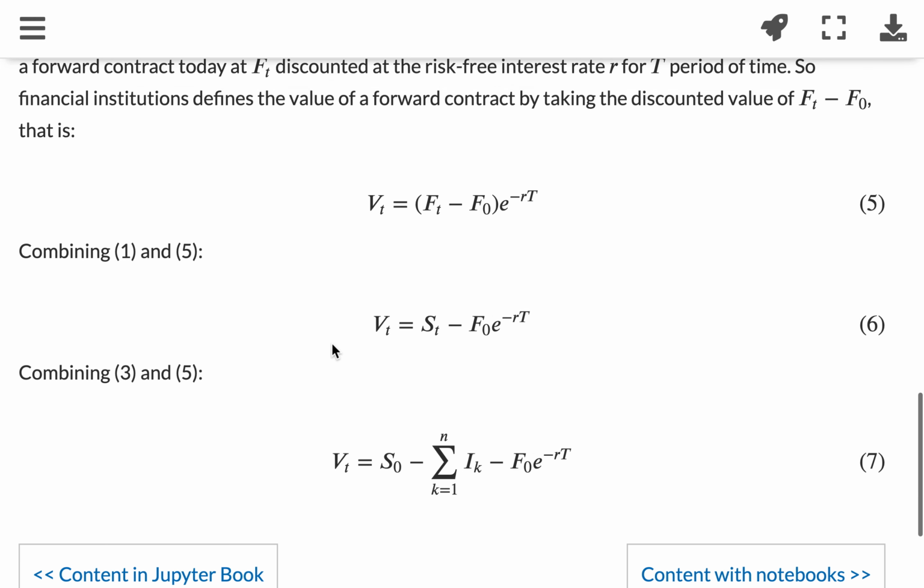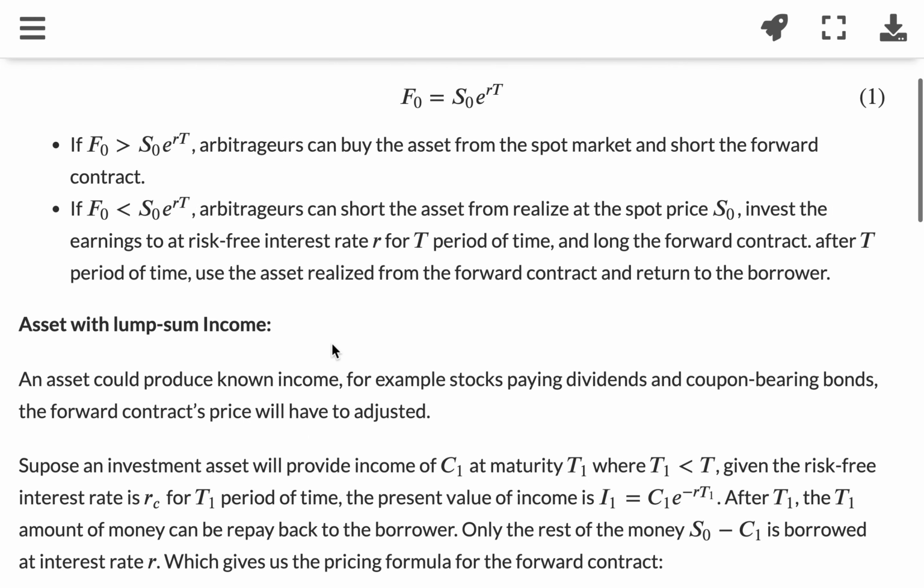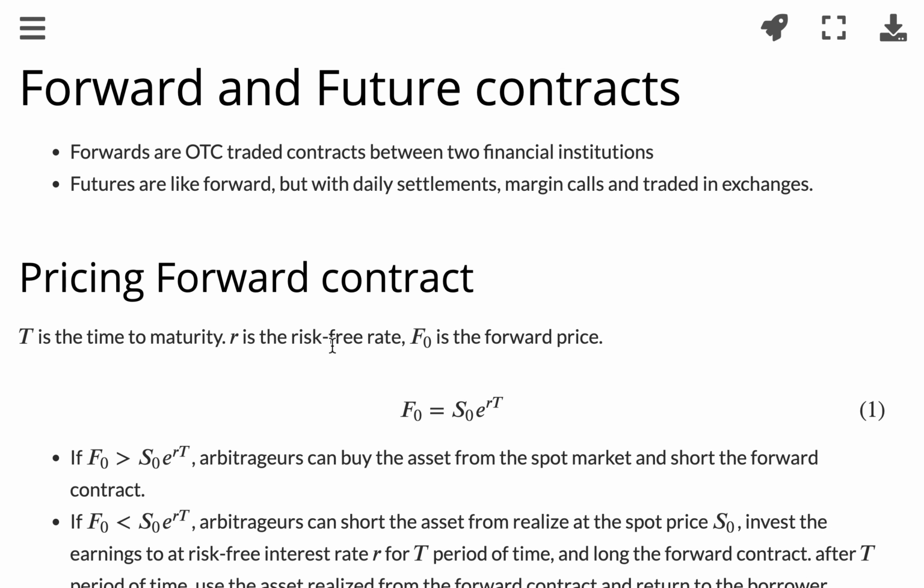So that's what I wanted to talk about today, about the futures market and forward market and the pricing of those forward contracts.